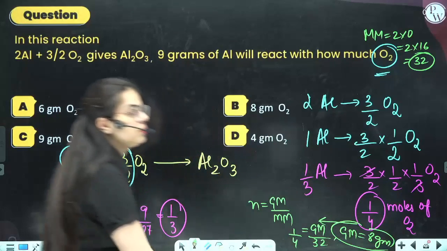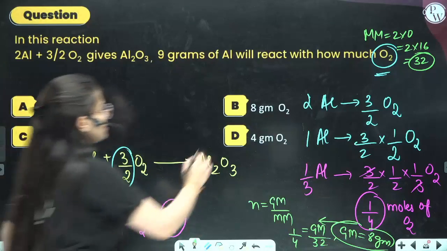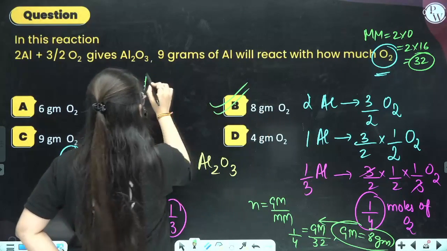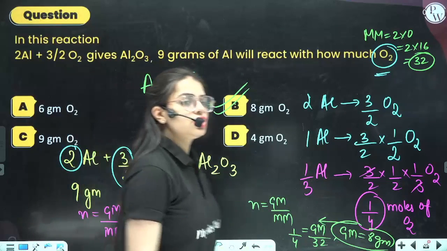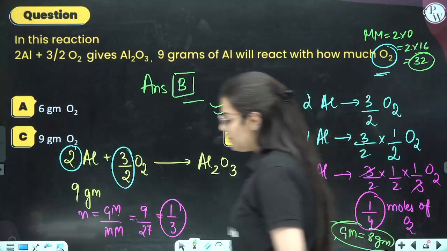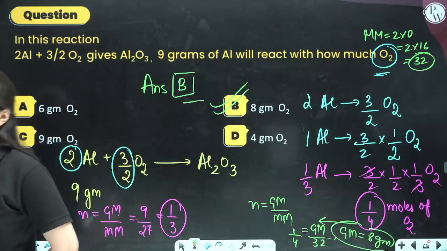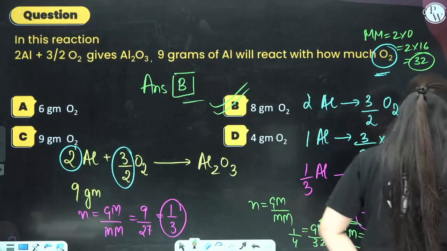It came out to be 8 gram. So, what shall be our answer? Option number B will be our correct answer. Is it clear to you, people? Shall we move on to our next question, students, if you have done this? Great. Now, let us look at the next question that we have.